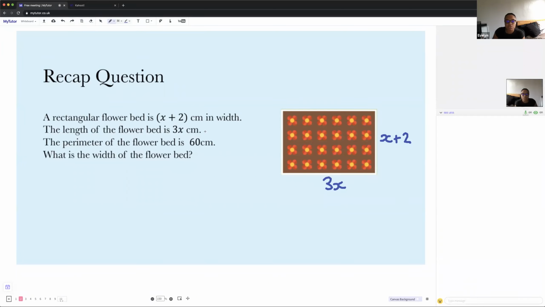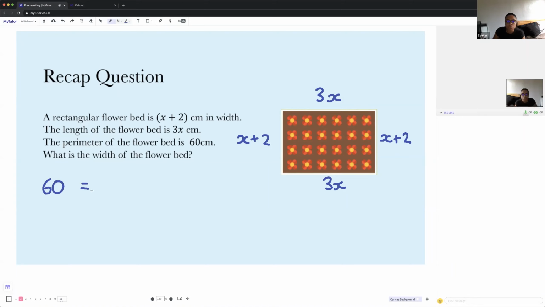So obviously they've given us the width, but in terms of x, so it's an expression. But what we also remember is that if it's a rectangle, then opposite sides of the rectangle are equal in length. That's just something that we remember from shapes in maths, yeah? So we know what all of the lengths around the rectangle are in terms of x. We've got x plus 2 and 3x. Now they've told us that the perimeter is actually 60 centimeters. We can work out what the perimeter of the rectangle is in terms of x just by adding, because remember, perimeter is adding all the outside lengths together.